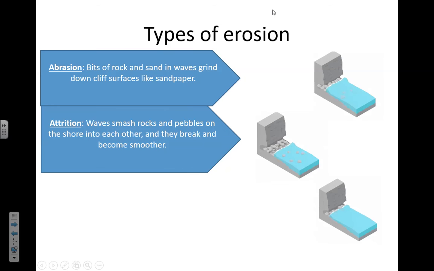The second type is attrition. Those bits of rock smash into each other. As they smash into each other, the jagged edges get smoothed down so that they get into a much smoother piece of rock.